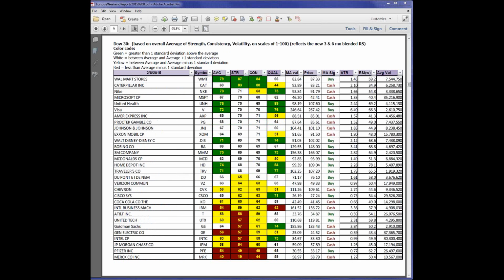The Dow 30, you can see how it's really shifted. This used to be very, very strong, and now we've got a ton of new ones down here. AT&T, United Tech, Goldman, GE, Intel, Morgan. These are all affected by that drop in oil. And now we're left with Walmart and Caterpillar at the top of the stack.